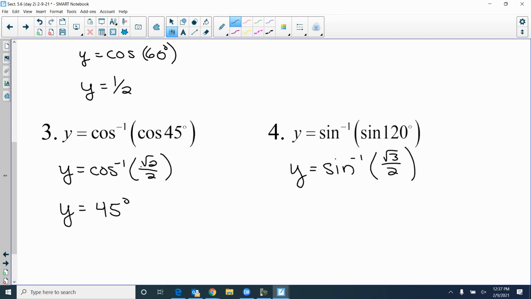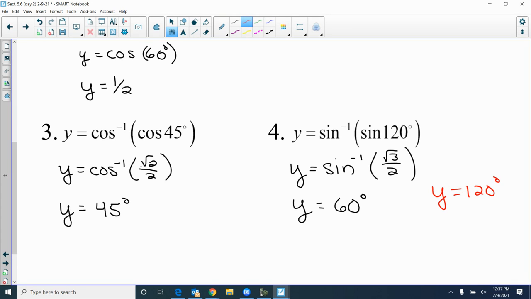Okay. What angle has a sine of radical 3 over 2? And what does our answer have to be, Alex? 60 degrees. Now, here's where you gotta watch. The sine of 120 is radical 3/2, but you cannot have 120 degrees as your answer, because that is not in the range.